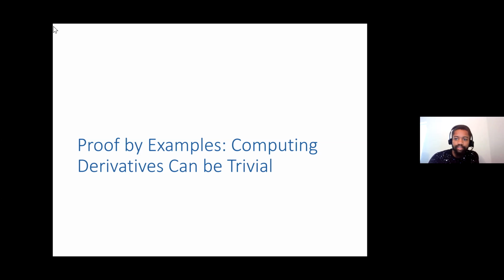Jacob, is my screen shared correctly right now? Yep, looks good. Okay. So now that Jacob has gone through what exactly a derivative is, what a gradient is, and then a couple of hints for homework 1, we're going to go through a couple of examples that show that computing derivatives can be trivial, or if not trivial, at least pretty straightforward.